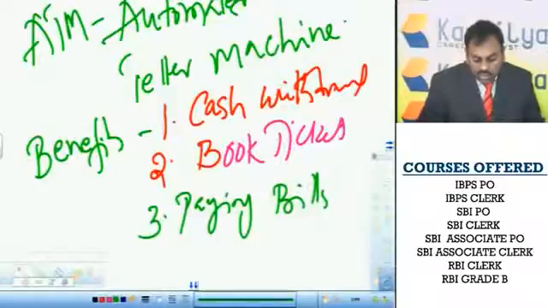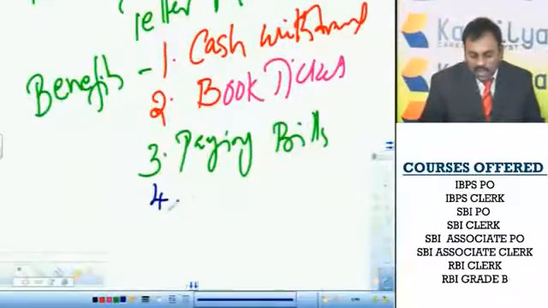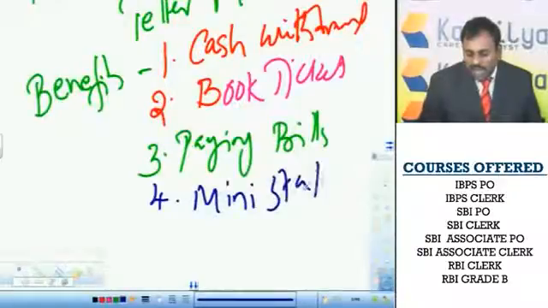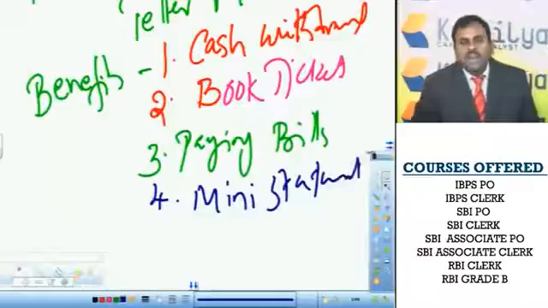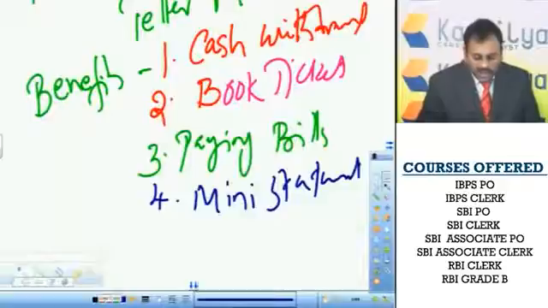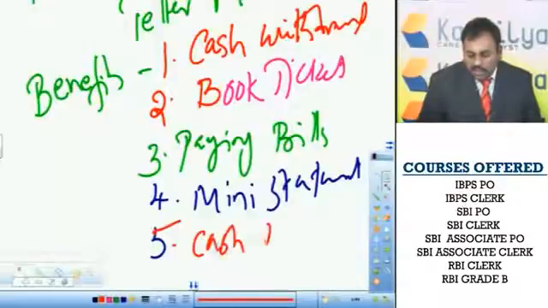So the most interesting one is the fourth one. We can get a mini statement, along with the balance, and we can get the last 5 to 10 transactions, depending on the ATM. Another important thing is that in some ATMs we can deposit cash also.